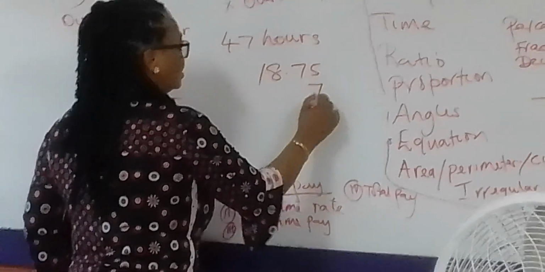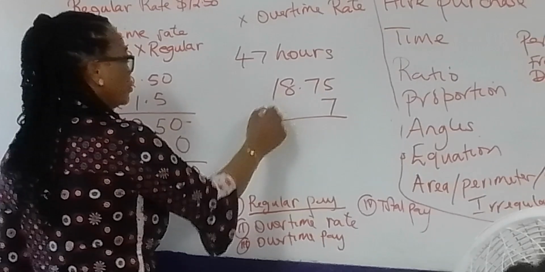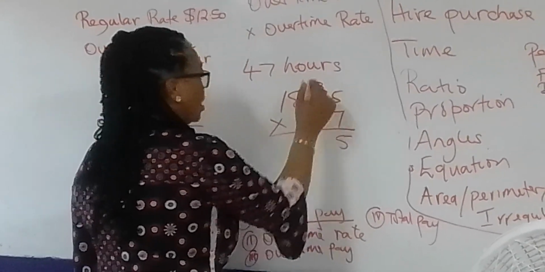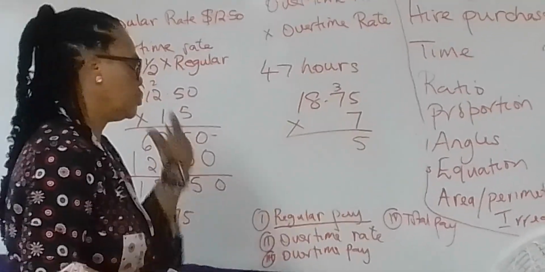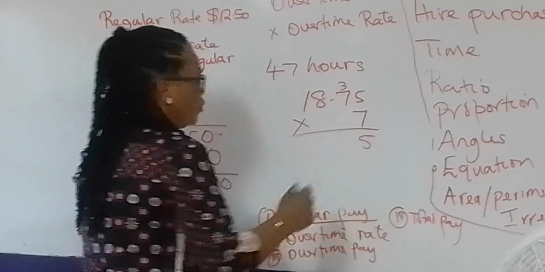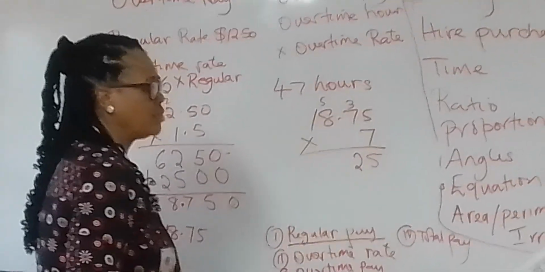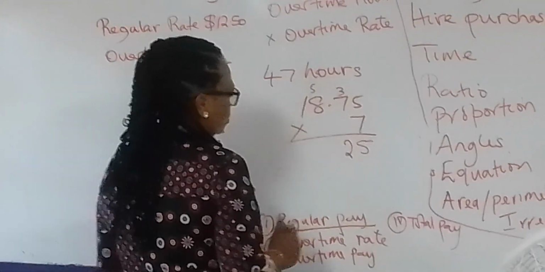So now I'm going to multiply 18.75 by 7. Let's go. 7 times 5? 35. I'm going to write on the 5. Carry the 3. 7 times 7? 49. 49 plus 3? 52. Write on the 2. Carry the 5. 7 times 8? 56. 56 plus 5? 61.